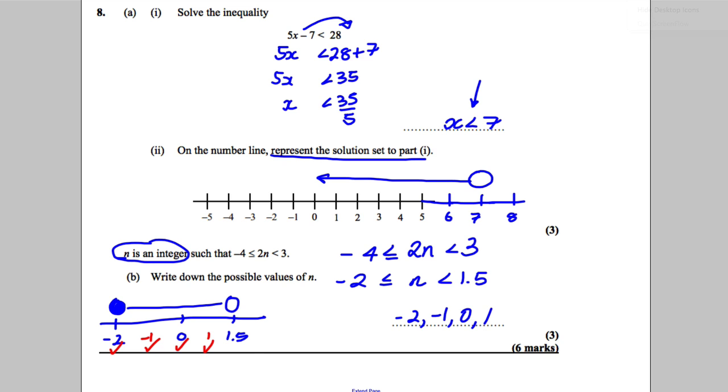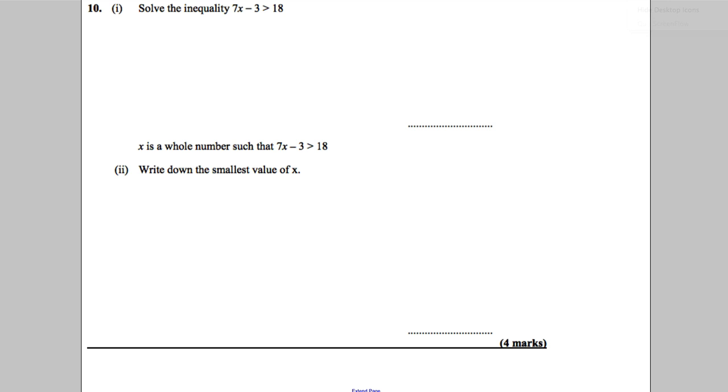Okay, only 2 more questions to go, so pause the video, have a go. Solving this, we add 3 to both sides, so 7x would be bigger than 18, add 3. 7x would therefore be bigger than 21. X would be bigger than 21 divided by 7, which is 3. X bigger than 3. Must write that, not 3, otherwise you don't get the marks.